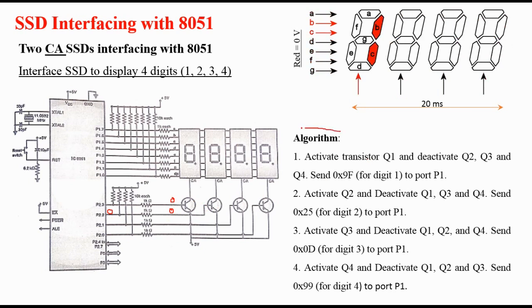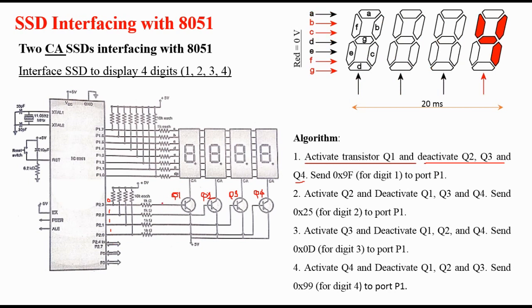So what will be the algorithm? Firstly, we will activate the transistor Q1. So this is the Q1 transistor. Transistor Q1, we have to make it high, we have to make it on. And after that, deactivate Q2, Q3 and Q4. It means that transistor Q1's base will go low, whereas the other bases will remain high.